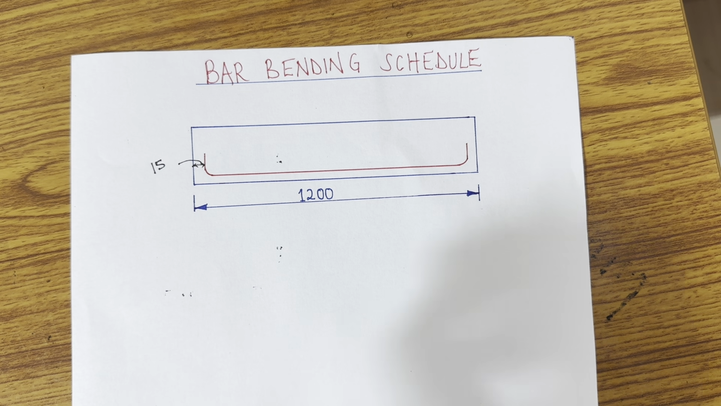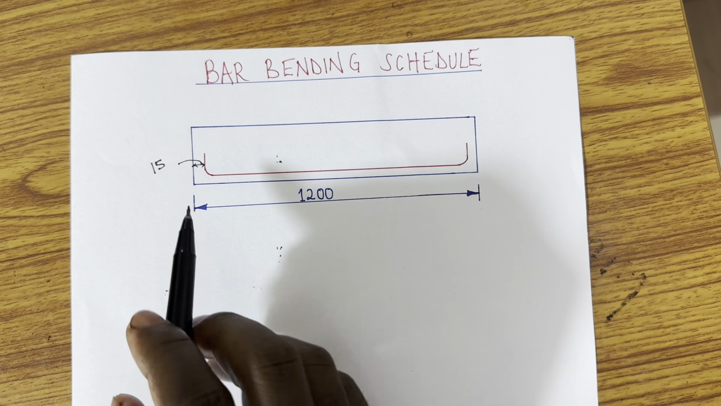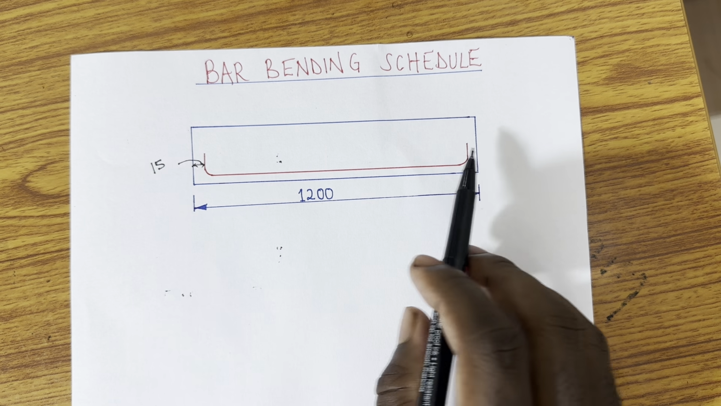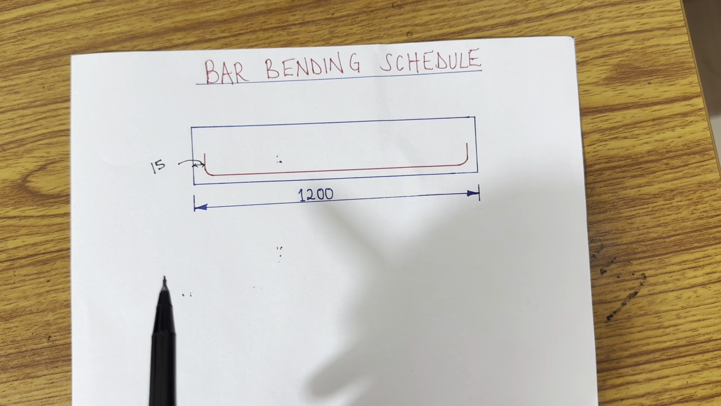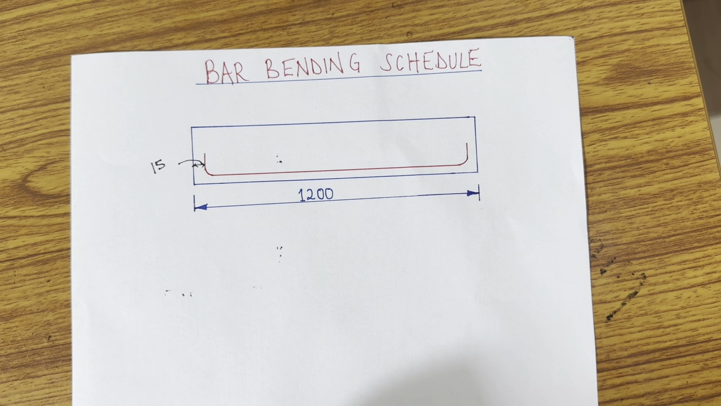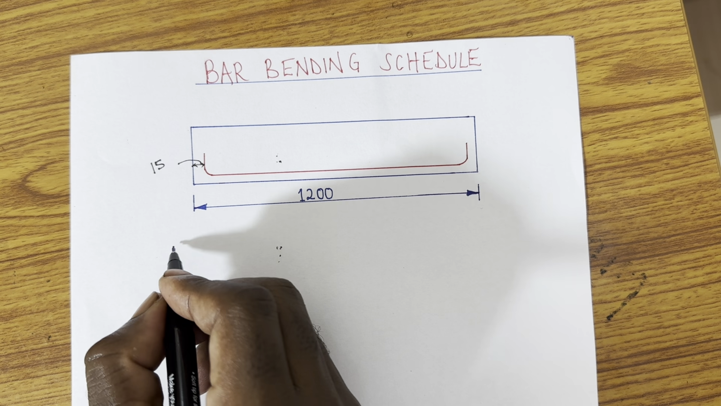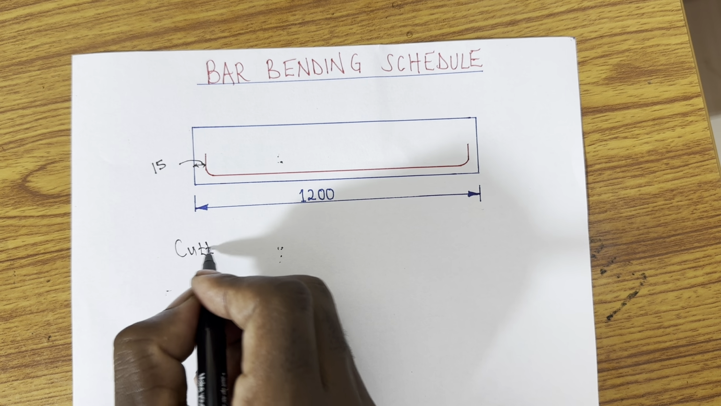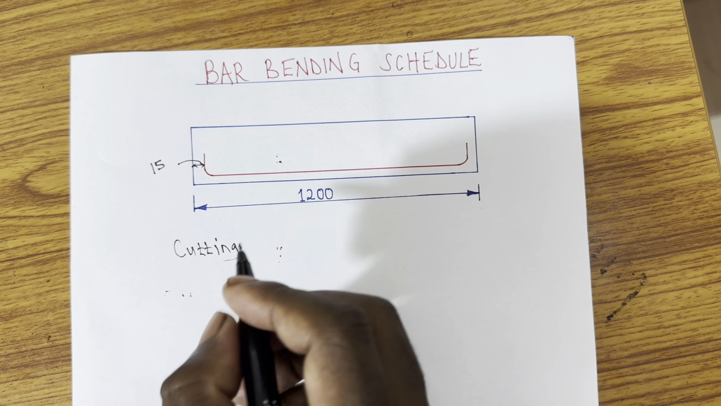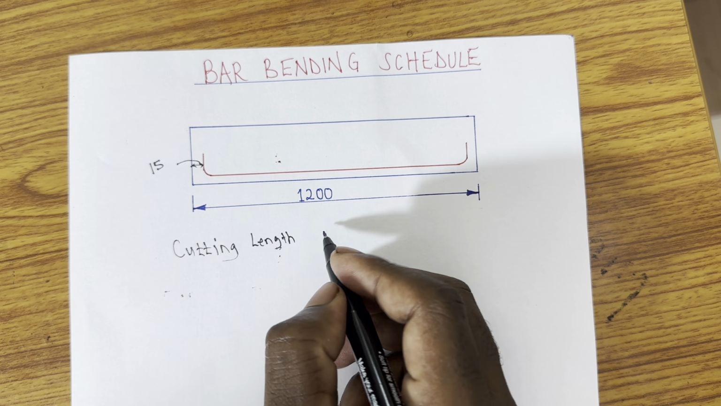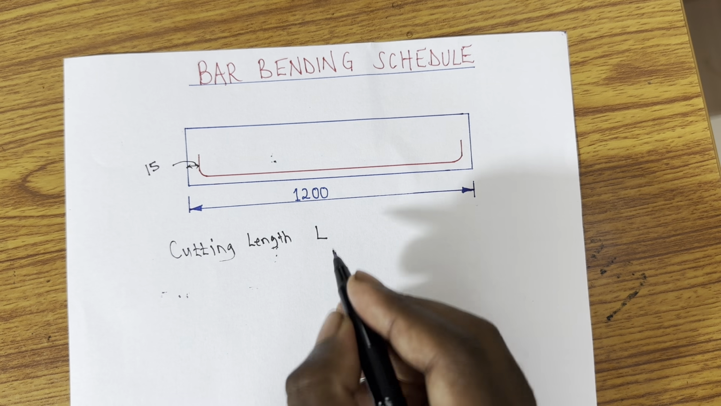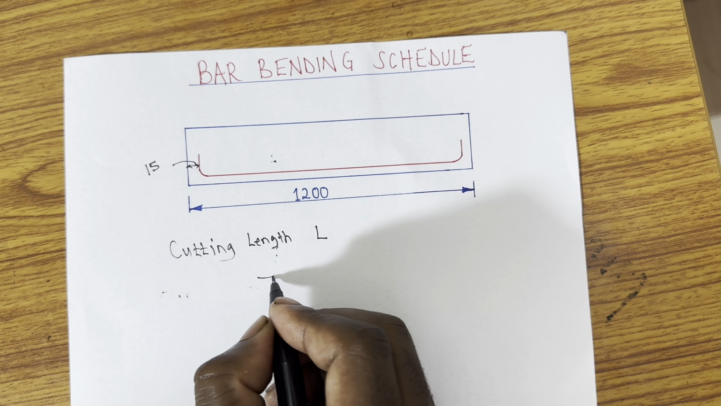Now, if the clear cover, what I'm leaving from this side, is 15, the lower part I'm also leaving 15, okay? This is particularly for this, but according to IS code, you're supposed to leave a minimum of 25. Well, how then can I calculate what is called the cutting length? Because all I need from this is what we call the cutting length, okay? So cutting length L. What could be the formula for calculating this?